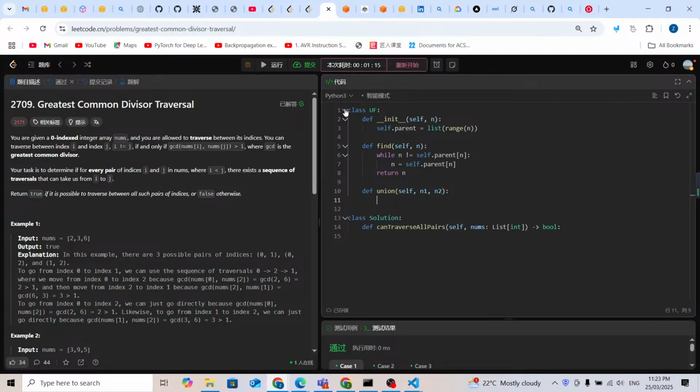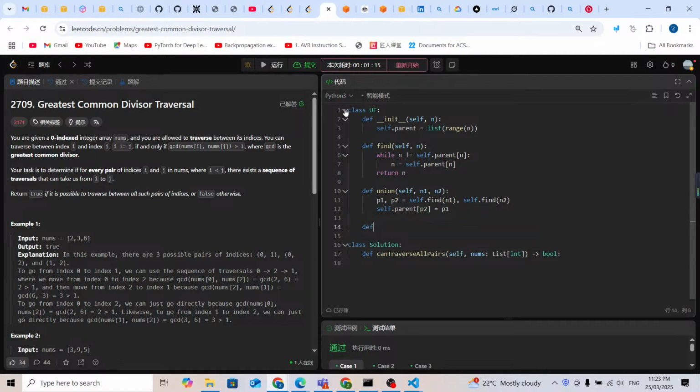It's going to be self with n1 and n2. Let's first find its parents, p1 and p2. So it's going to be self.find, let's find n1, and let's just find n2. So self.parent of p2 is gonna be p1. So p2's parent is p1, and let me just define is_connected. So self, n1 and n2. So we're gonna return self.find(n1) equal to self.find(n2).